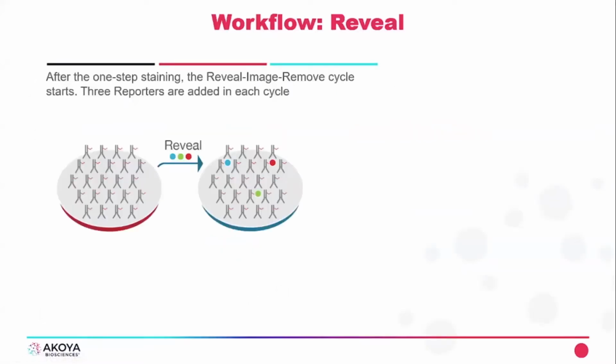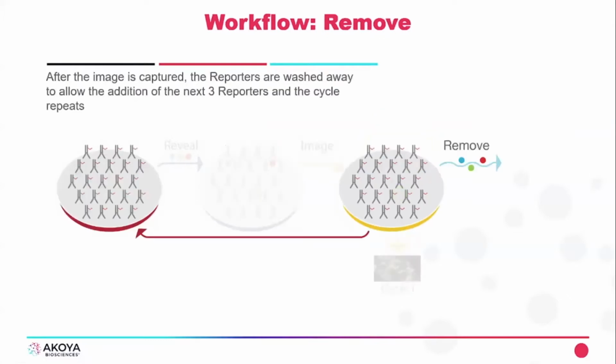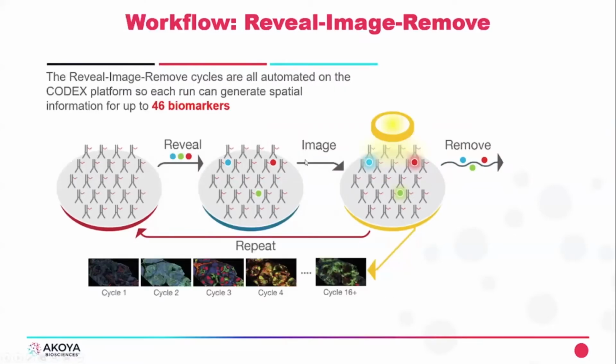So as I mentioned earlier, the workflow for Codecs is to reveal the antibodies that have bound to the tissue by introducing these Codecs reporters. We're then going to use Codecs automation to take a picture of where these reporters have bound to their target antibodies, and then we'll remove these reporters so that we can repeat the process of reveal, image, and remove. This process allows us to acquire all of our markers with Codecs.